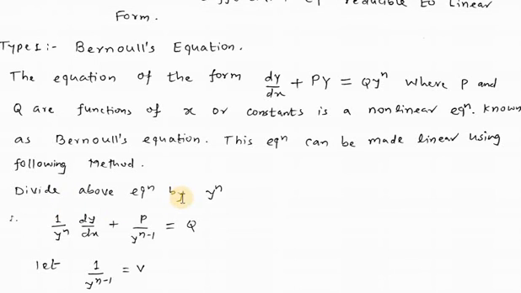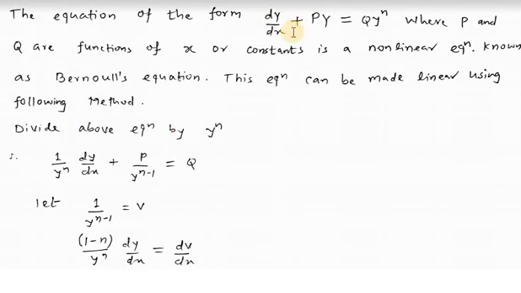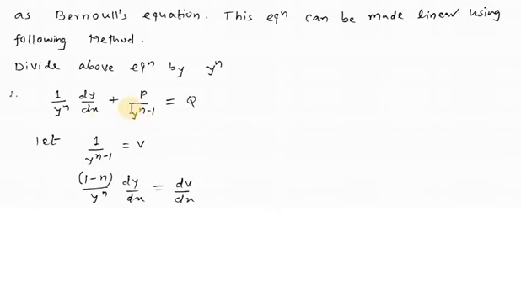So what we have to do, we have to divide this differential equation by y raised to n. So dividing by y raised to n, we have 1 over y raised to n dy by dx plus p over y raised to n minus 1, because y over y raised to n will become 1 over y raised to n minus 1, and that is equal to q, so y raised to n will cancel out. Now let 1 over y raised to n minus 1 equal v.